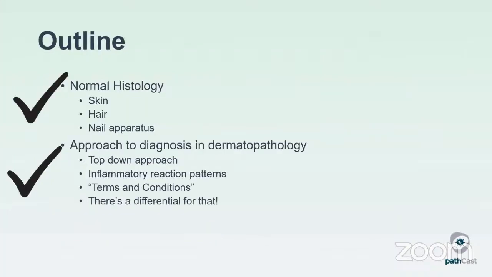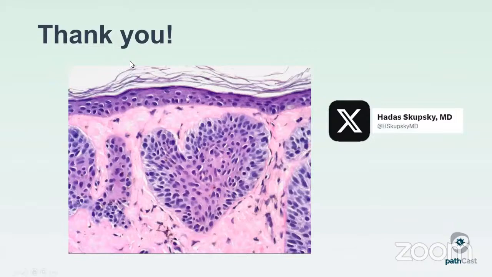So that pretty much brings us to a conclusion here. We've talked about the normal histology of hair, skin, and nails, a basic approach to the derm path slide, understanding some important terms and conditions, and looking at some differentials. So with that, I will turn my video back on, and I'd be happy to take any questions at this time.